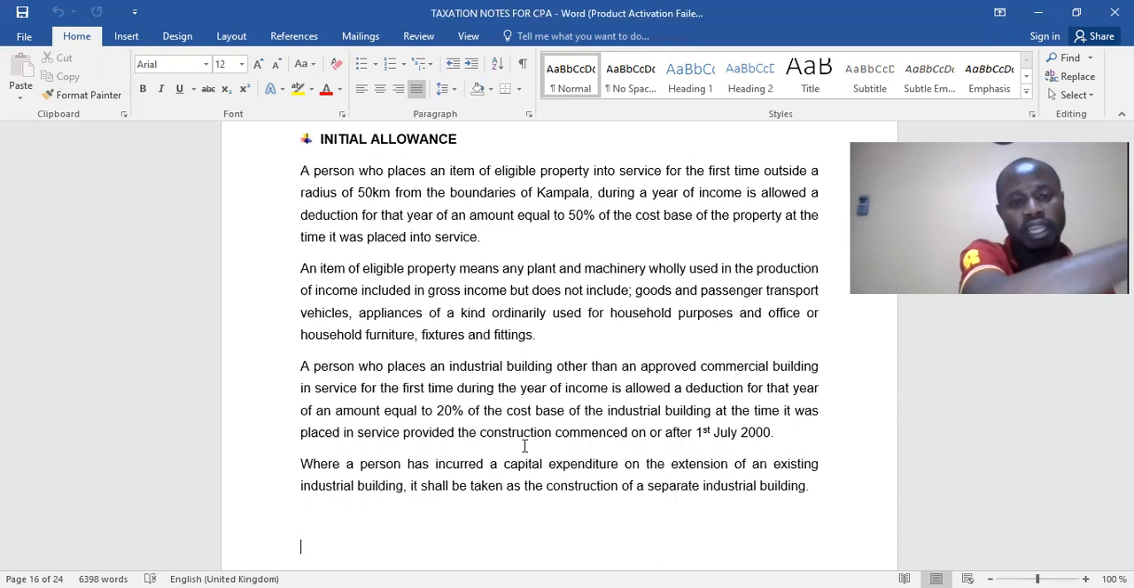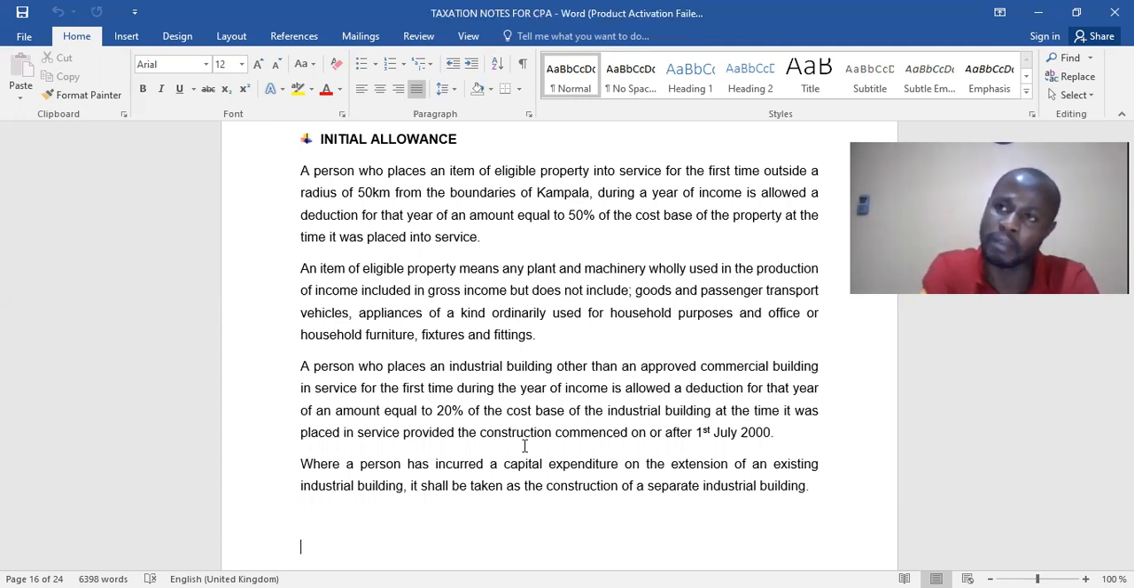So a person who places an item of eligible property into service for the first time. Now, the first time does not necessarily mean that the asset should be new. The asset could be a used asset, but the taxpayer is using it for the first time. So even if there is a taxpayer who has enjoyed initial allowance on it elsewhere, once you are introducing it in the business for the first time, the law says a person who places an item of eligible property into service for the first time would qualify for initial allowance at a rate of 50% of the cost base of the property at the time it was placed into service.